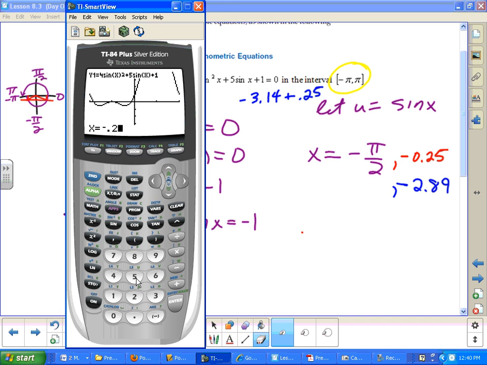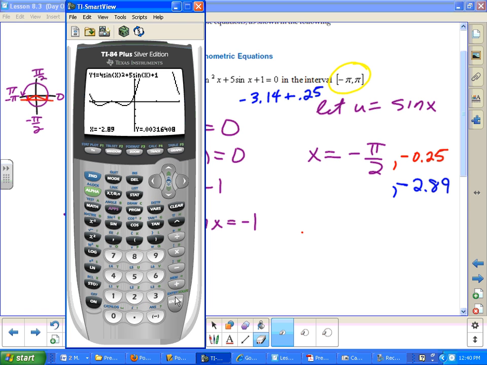Negative 0.25. All right, that's pretty close, 0.0078. And negative 2.89. All right, that's pretty close, 0.00316. Okay, so if we absolutely had to, we know how to graph and find them also, don't we? Okay. But the only thing is with that, would you know that this is exactly pi over 2?